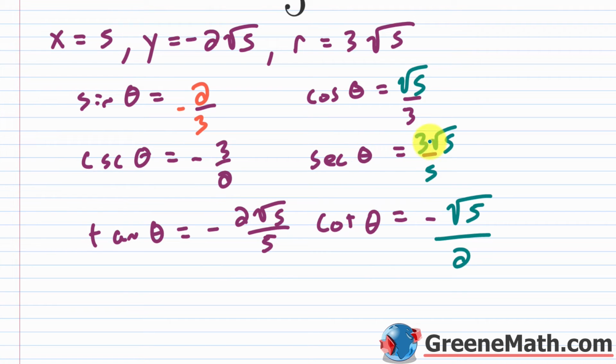For the secant of theta, we have 3 times square root of 5 over 5. For the tangent of theta, we have negative 2 times square root of 5 over 5. And then for the cotangent of theta, we have negative square root of 5 over 2.